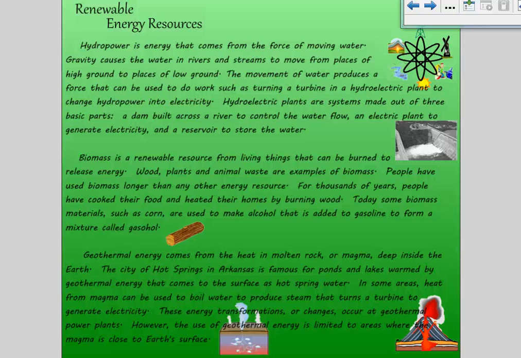Today, some biomass materials, such as corn, are used to make alcohol that is added to gasoline to form a mixture called gasohol.